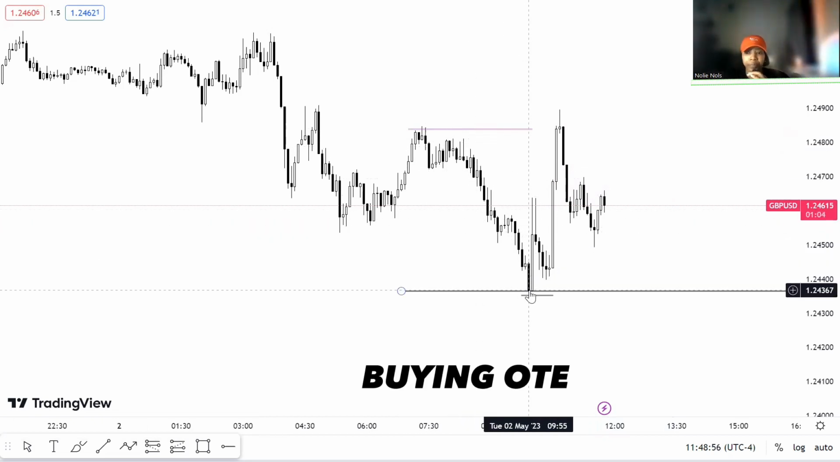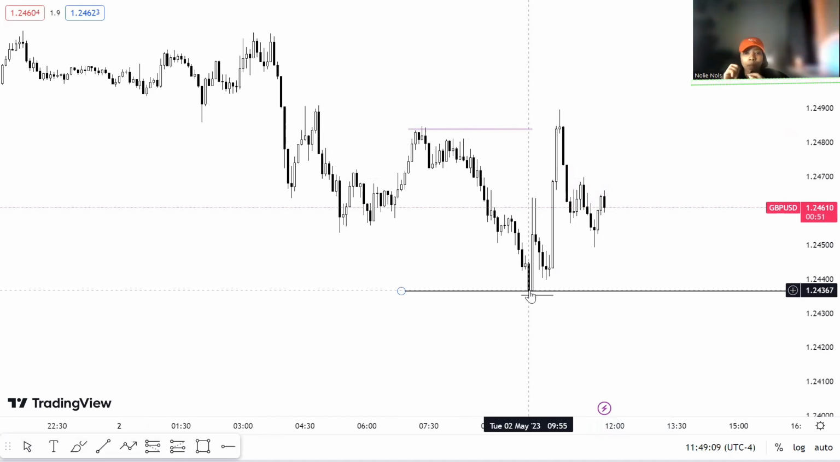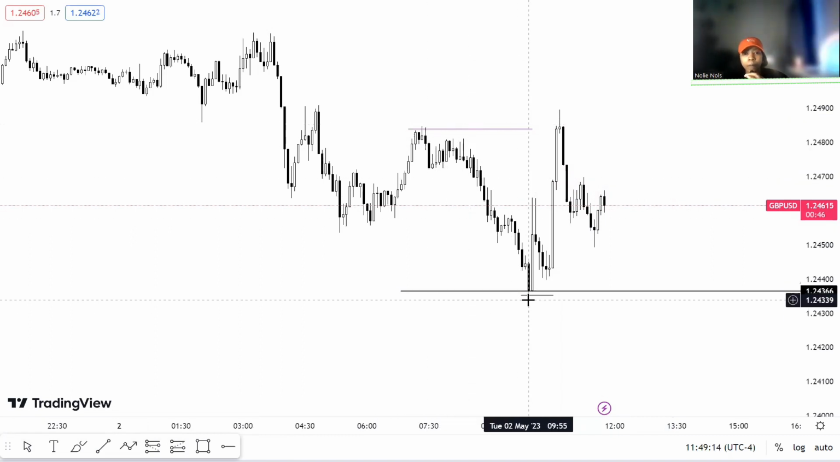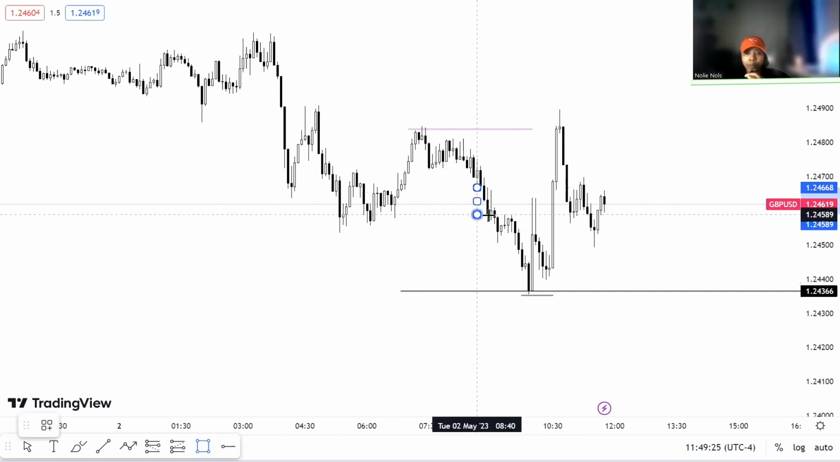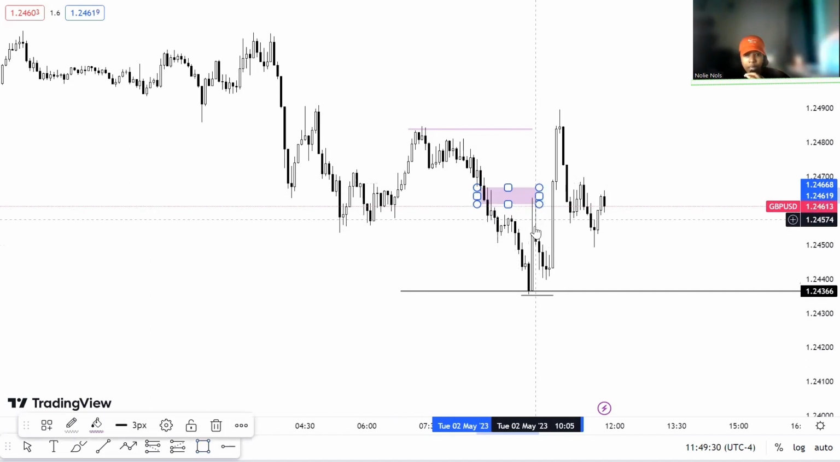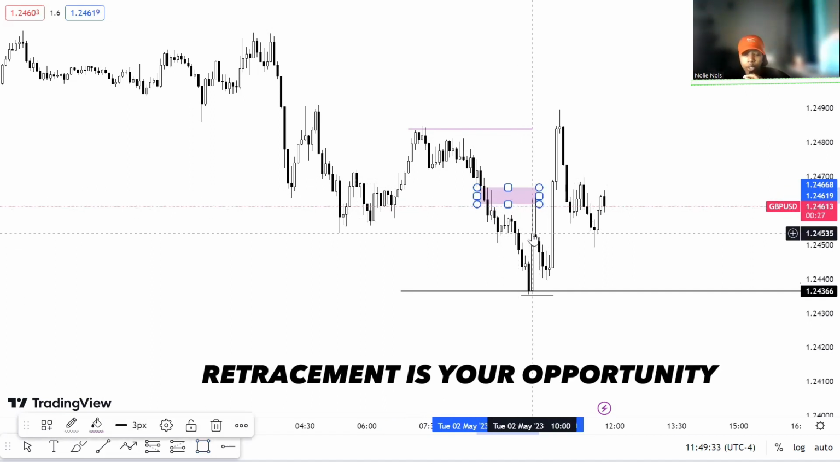This is a buying optimal trade entry. It's not a selling optimal entry. I will show you a sell optimal trade entry, but not today. So today I'm showing you a buy optimal entry, which takes place at 10:15 till 11. So you want to see a price pushing down, an aggressive push to the downside, not just going down one candle, an aggressive push to the downside. You want to put your box on a recent fair value gap, because that is where we'll have a retracement. The retracement is the opportunity to get in.